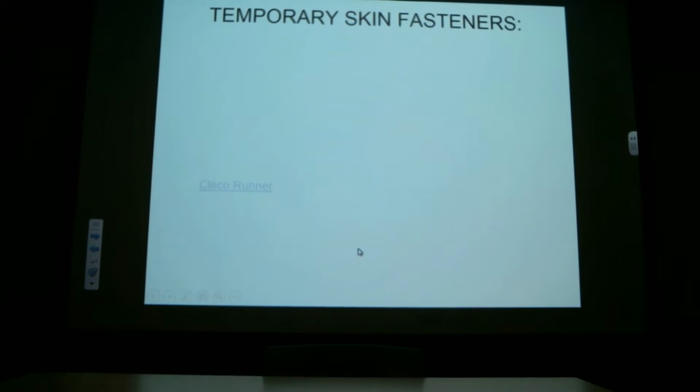Cleco, black color code, what size hole? Black colored Cleco. Number 20.